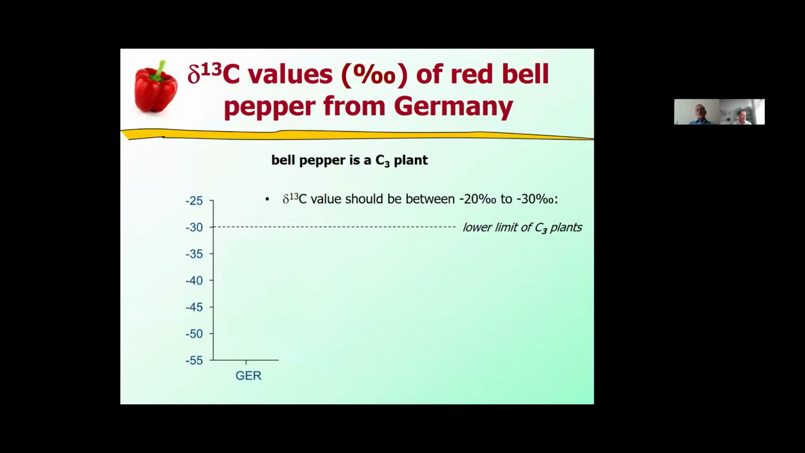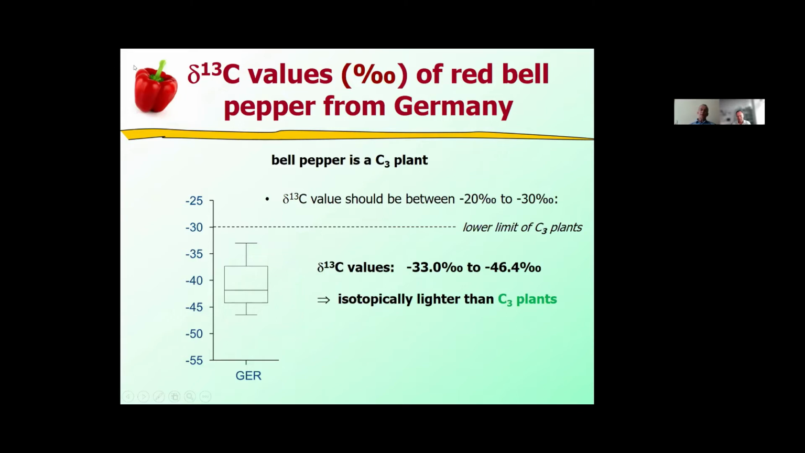Now I will give you the first example of a study we conducted. We looked at red bell pepper grown in Germany, and the basic point is that bell pepper is a C3 plant. So the value should be between -20 and -30 per mil. And this is the lower limit of C3 plants, which you see here. But the values we measured in the bell pepper were much lighter in carbon. So that does not fit at all with C3 plants. So the question was, what is happening here?